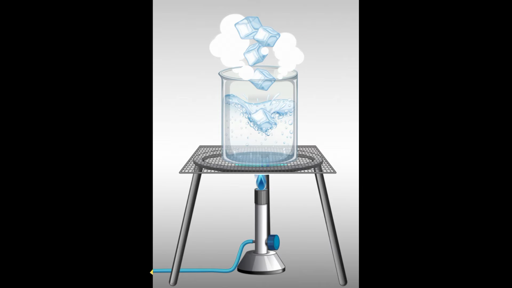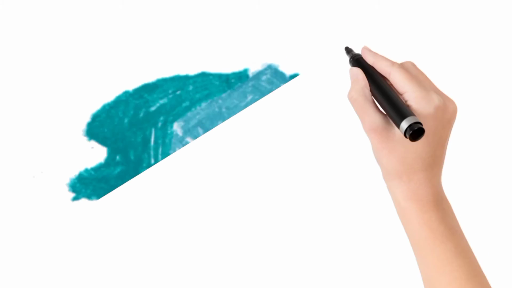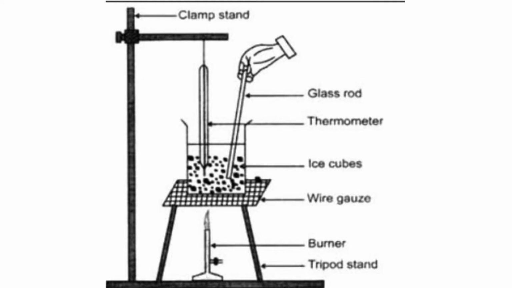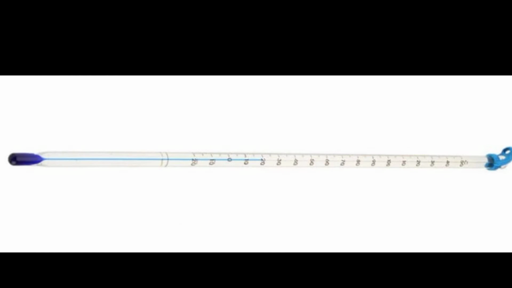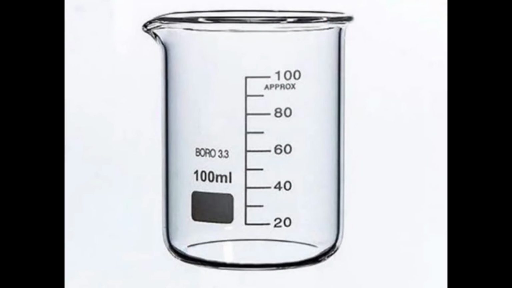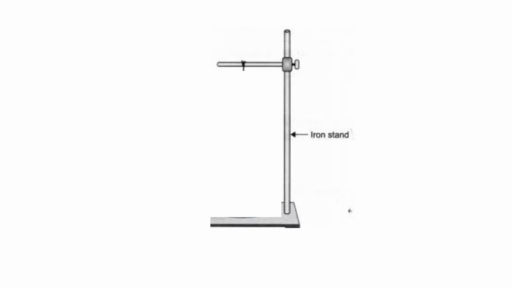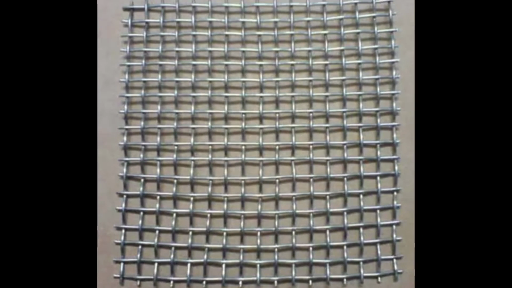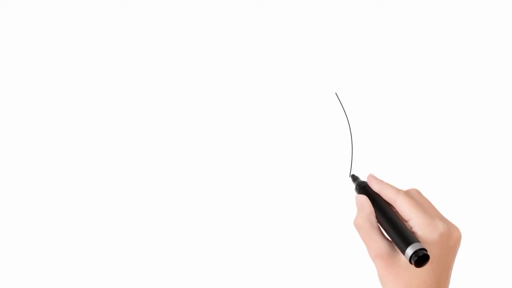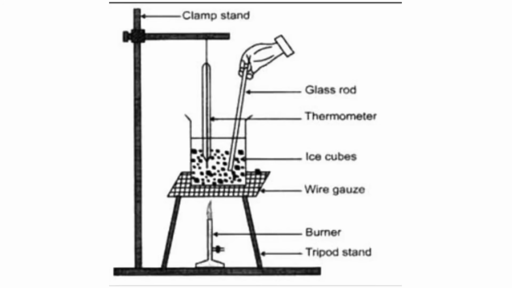Means when we are changing the state of solid into liquid. Here one apparatus is required which I have shown here on the screen. In this we have used one stand, one thermometer, thread, stirrer, one beaker, and some ice, one burner, one stand, and one wire gauze. It's enough. We'll place the beaker on the stand over which the wire gauze is kept.